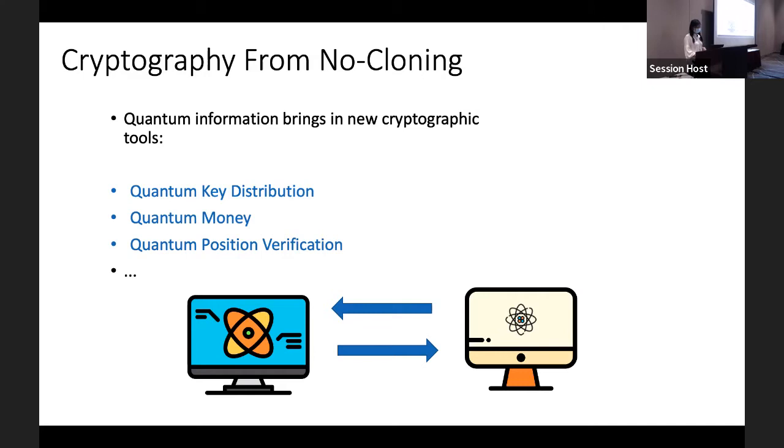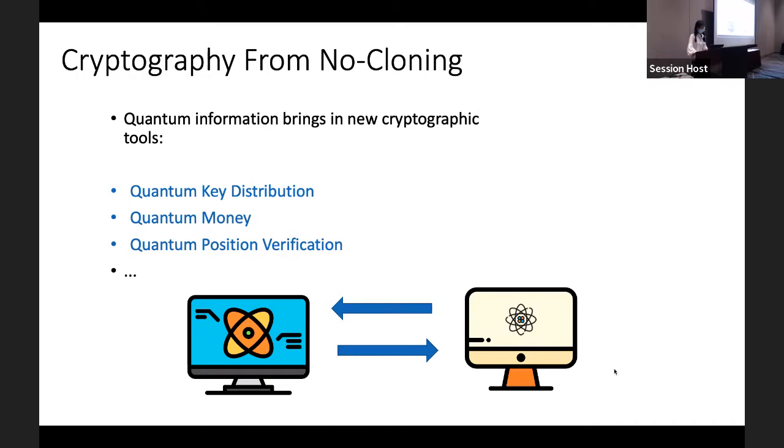Here are some examples of crypto protocols based on the no-cloning principle of quantum information. The first, of course, is the famous BB84 quantum key distribution, where two parties can share a secret key via a quantum channel. Another, also famous but probably slightly less well known, is quantum money, where a bank can issue quantum banknotes that nobody can forge. Other examples include quantum position verification, which we have just seen in the previous talk.